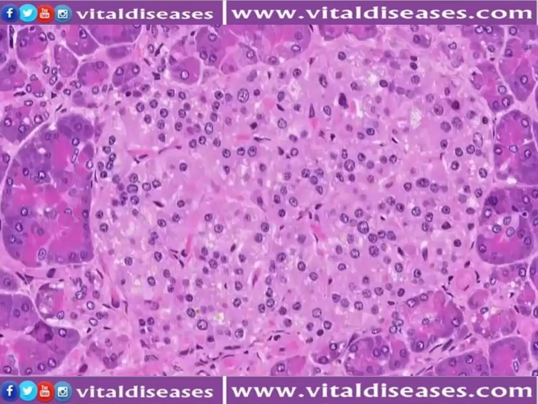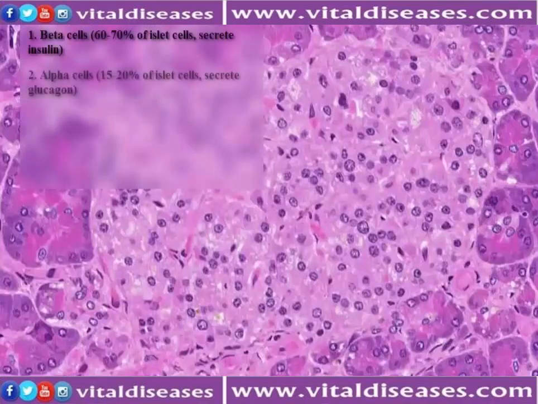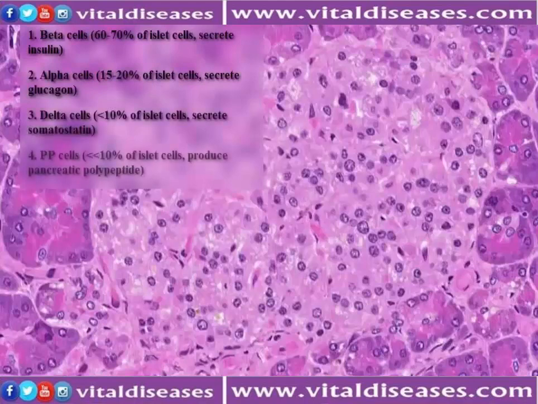Here is a compact islet of Langerhans with well-defined borders and coarse speckled chromatin. Compact islets make up the majority of the endocrine pancreas. A small fraction of the total islet cells are more diffusely spread through the acini. In neonates, islets of Langerhans comprise about 20% of the pancreas, but only 1 to 2% of the total organ in adults. There are 4 types of endocrine cells: beta cells, alpha cells, delta cells, and PP cells.